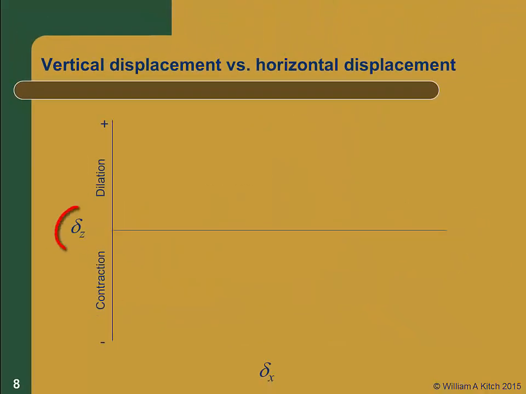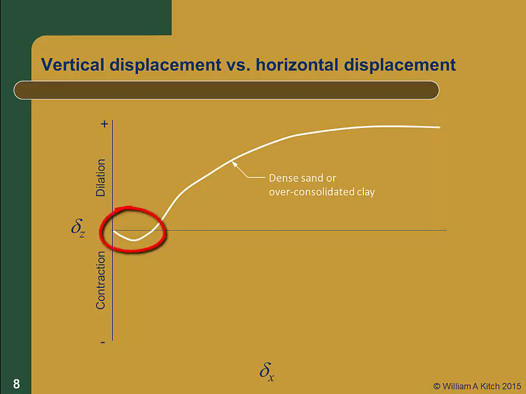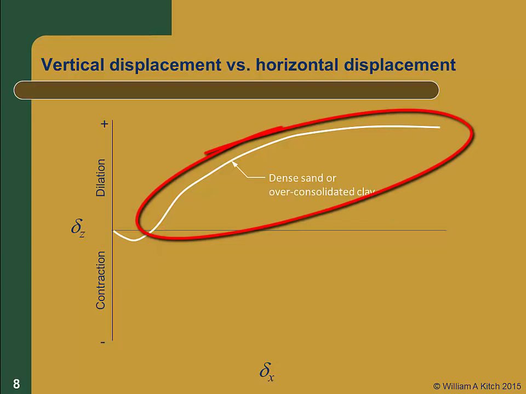During the shear test, we record the vertical displacement at the top of the specimen as a function of the horizontal displacement. Here, we see a typical plot of the vertical displacement versus horizontal displacement for a dense sand or an overconsolidated clay. There is a small amount of downward movement of the specimen at the start of shearing, but it's followed by a larger upward movement indicating that the specimen is dilating during shear.